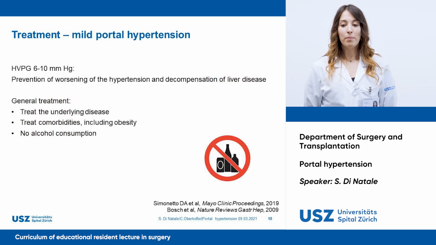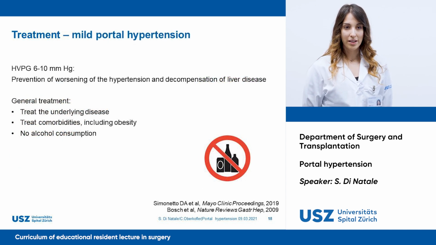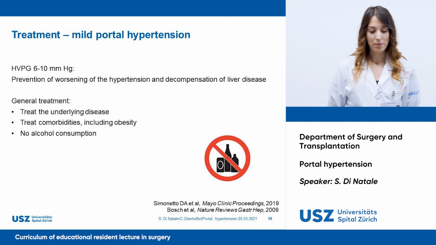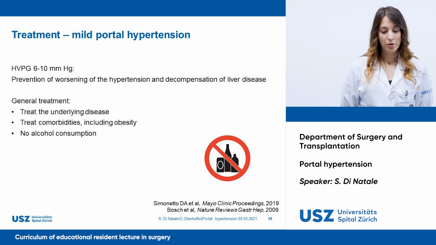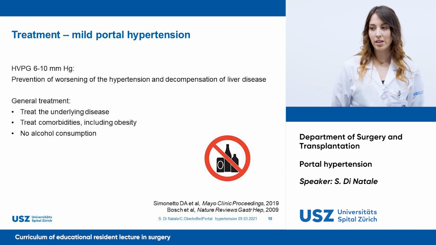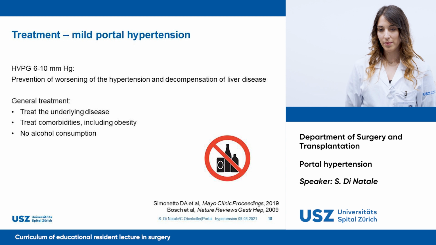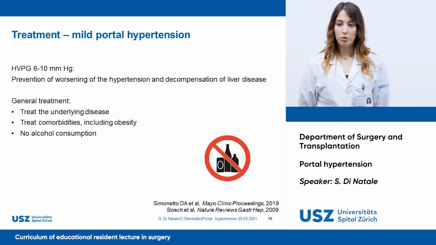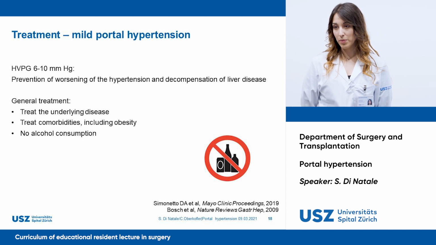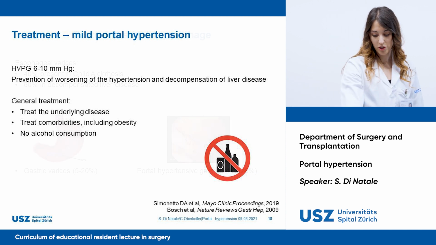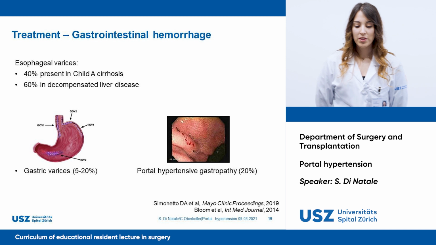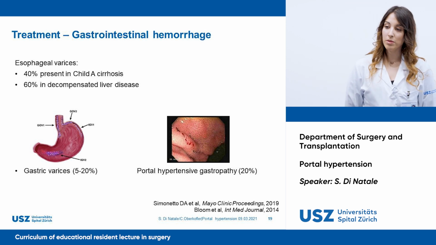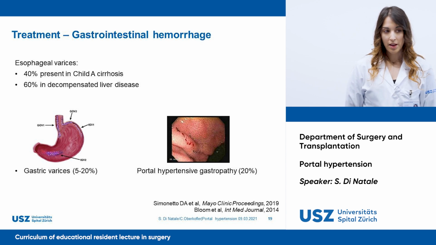Now, the treatment of a mild portal hypertension, defined as hepatic venous pressure gradient between 6 and 10 millimeters of mercury, is the prevention of worsening of portal hypertension and decompensation of liver disease. The treatment includes treatment of the underlying disease, treatment of comorbidities such as obesity, and no alcohol consumption. The treatment of a severe or an advanced portal hypertension is the treatment of complications.